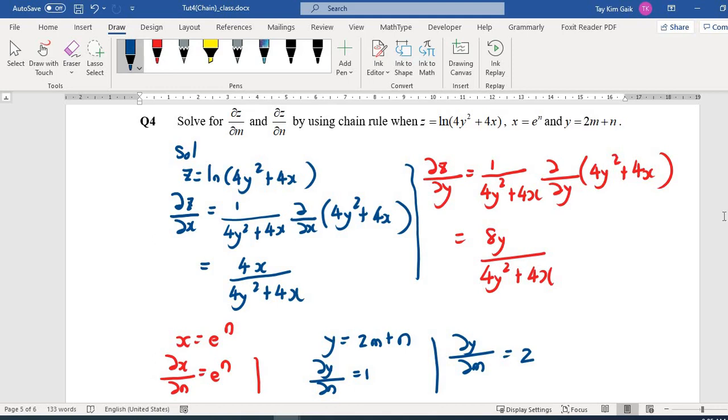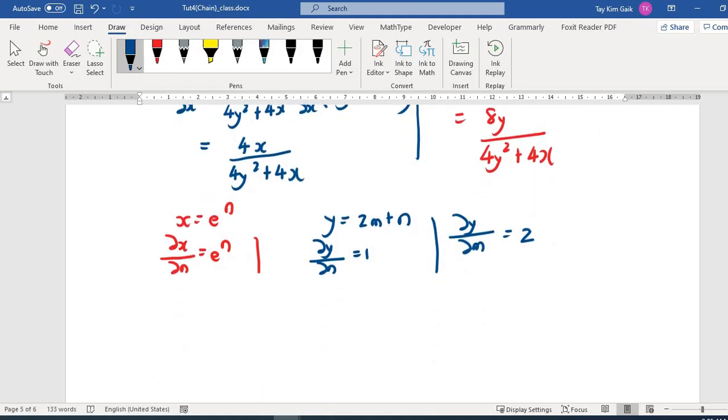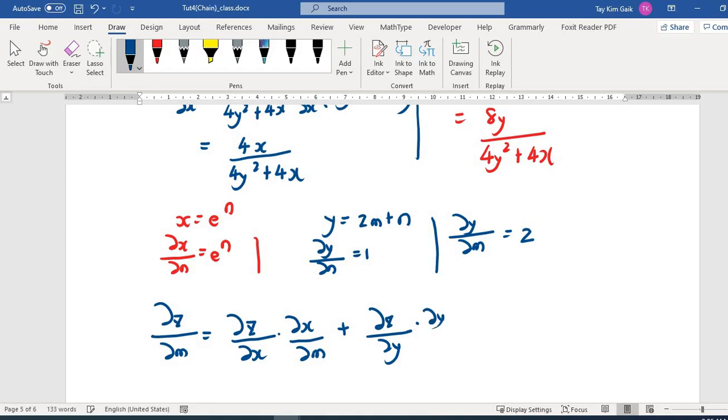Okay, then now we can find del z del m. So when we want del z del m, first of all, z you can differentiate with respect to what? X. So this is del x. So here del x, you want to find del z del m, so del x del m. Okay, z also can be differentiated with respect to y. So this will be del y del m. So del z del m.